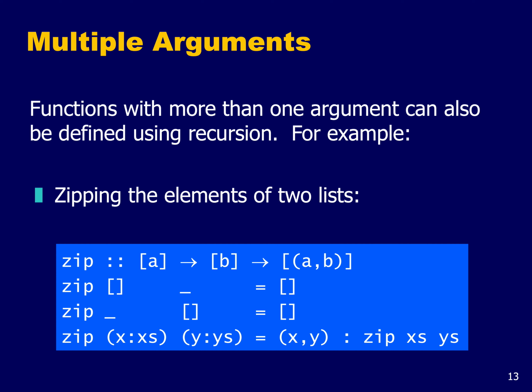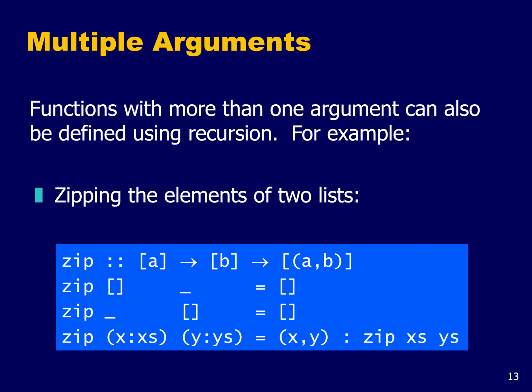And the definition is by 3 equations. We actually have 2 base cases this time and 1 recursive case. So let's understand the 3 equations. The first equation says, if the first list is empty, then we don't care what the second list is because we don't have any elements to zip with, so we simply give back the empty list. The second case is the dual for when the second list is empty and we don't care what the first list is, and again we're just simply going to get back the empty list.